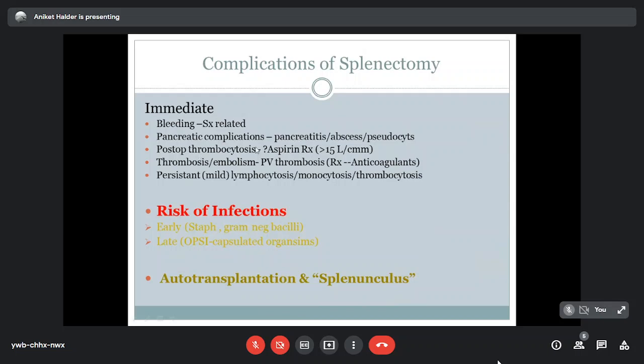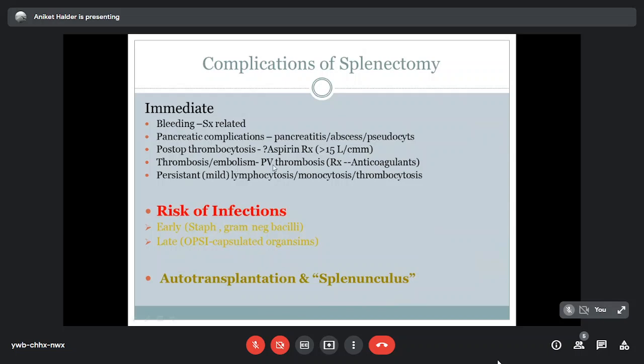Now, as I had said, the spleen is a reservoir of platelets. About 30 to 40% of the normal platelet pool is stored in the spleen. So when we perform the splenectomy, there can be immediate post-operative thrombocytosis, and the platelet counts can rise up to 15 lakh per cubic millimeter. In these cases, the use of aspirin treatment has been said to be of some value, although it is not used routinely. And thrombosis and embolism.